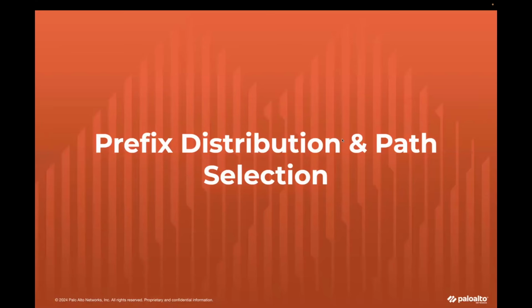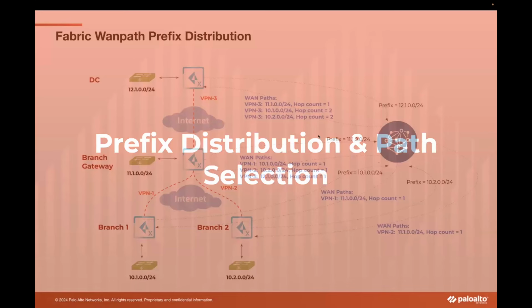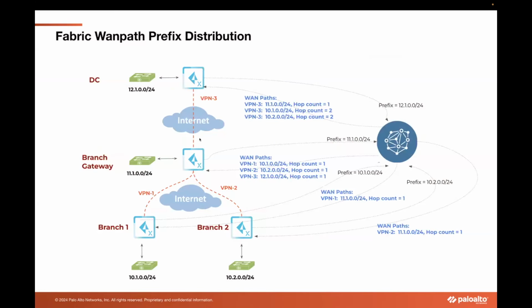Let's look at a few prefix distribution details here. As you are aware, in Prisma SD-WAN, the prefix distribution is all done through the controller. So it's an SDN prefix distribution. Let's look at a scenario where you have branches at the bottom, you have a branch gateway, and let's say you also have a DC here. So the 10.1 at branch 1 and 10.2 at branch 2 are sent, the ION will send it out to the controller, and the controller will distribute that to the branch gateway and to the DC.